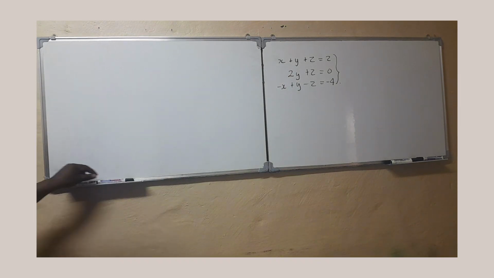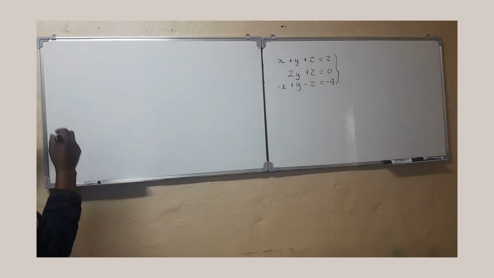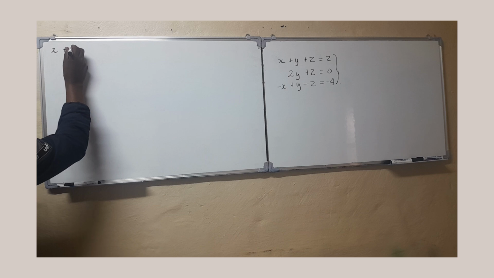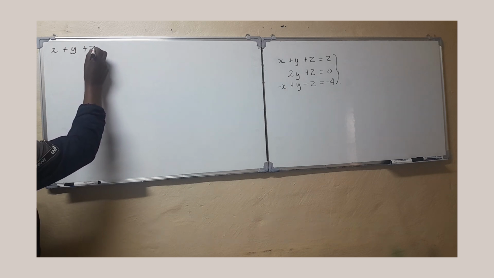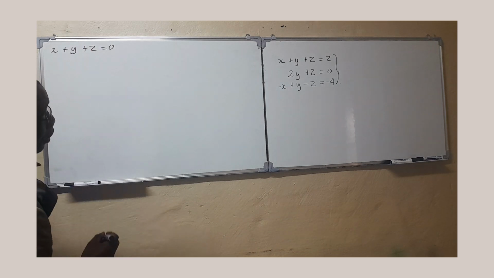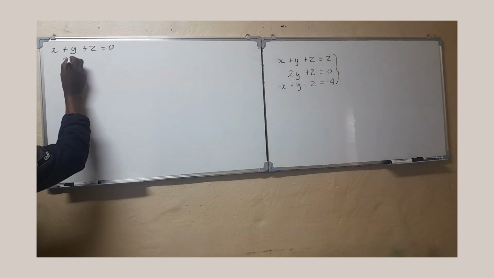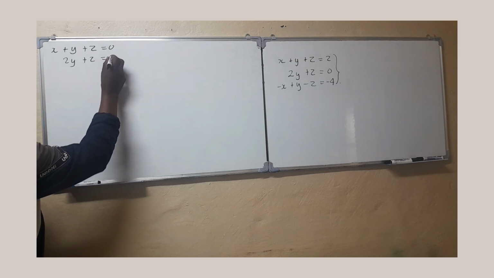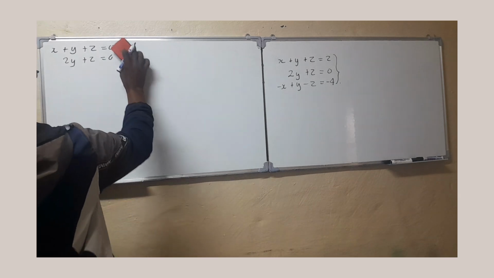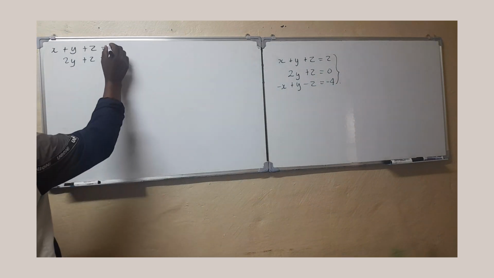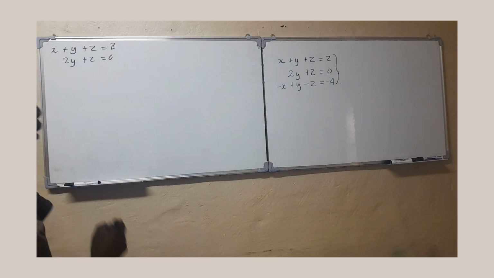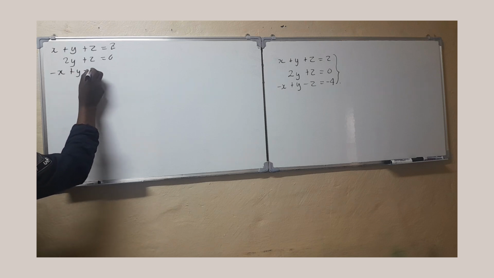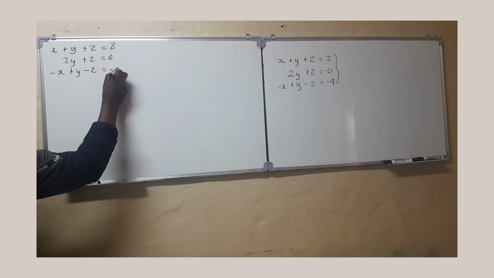So first of all, let's write our system over here and see where we go from there. So it's x plus y plus z is equal to 0. That's the first equation. The second equation says 2y plus z is equal to 0. Oh, sorry, I'm copying it wrong. The first one is 2 there. I beg your pardon. So that's 2 there. And the third one, sorry, it's minus x plus y minus z is equal to minus 4.